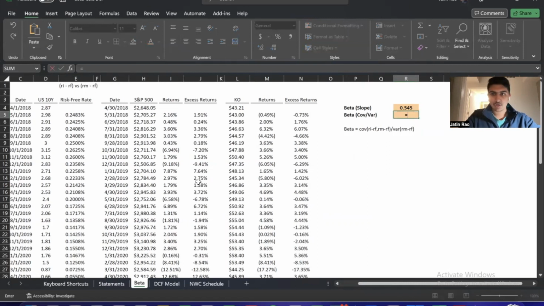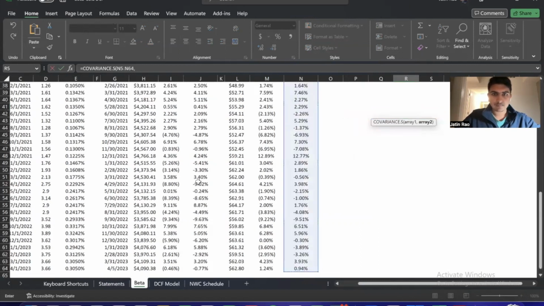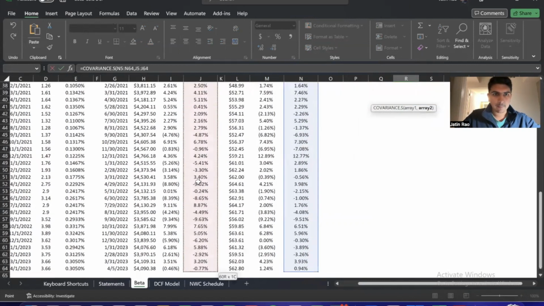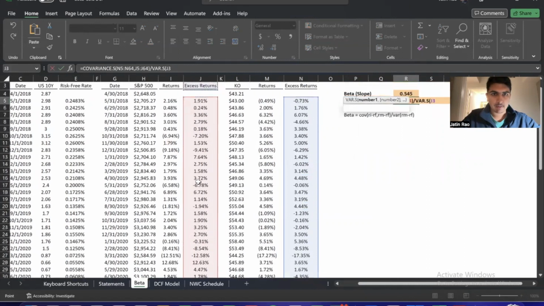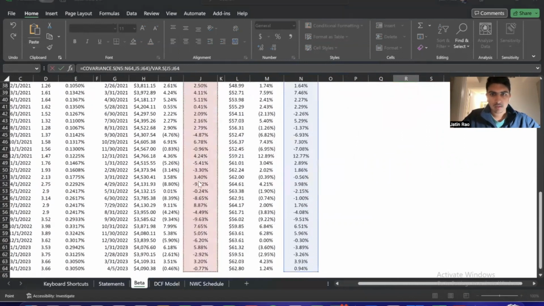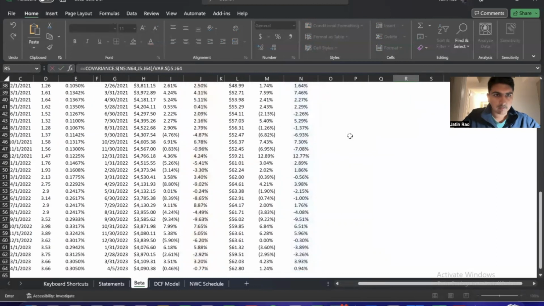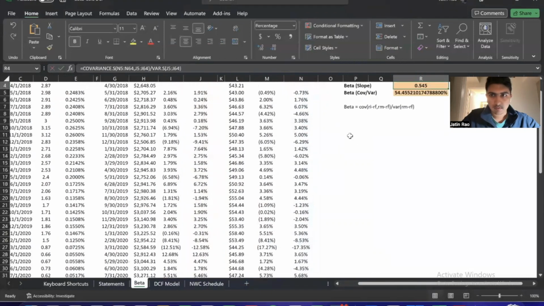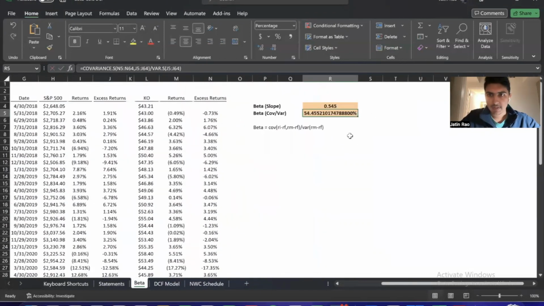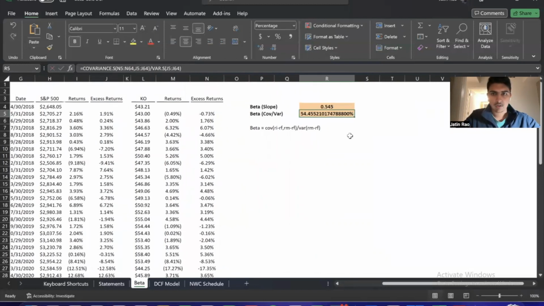So you can do this the same way. So COVARIANCE.S, this is a sample. So this is the first array. This is the second array. Divide that by VAR.S, and then grab those excess market returns. That's totally fine. Yes, fine. Whoa, 0.54. Yeah, it's giving me the same answer. There we go. They're the same numbers, guys. They're the same numbers. Don't worry.